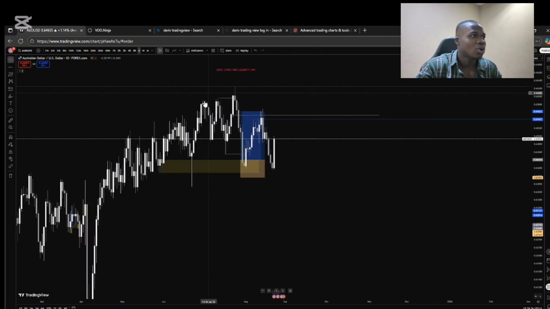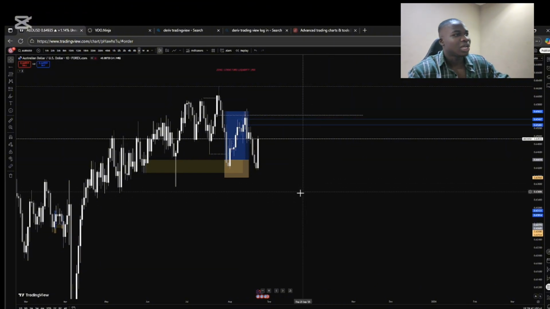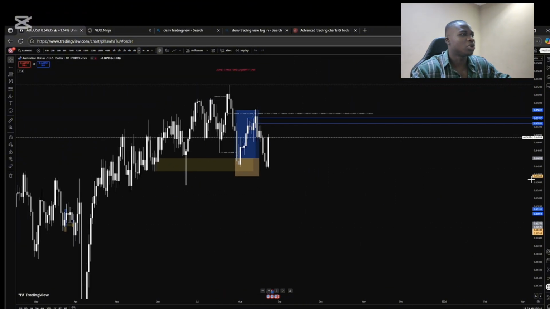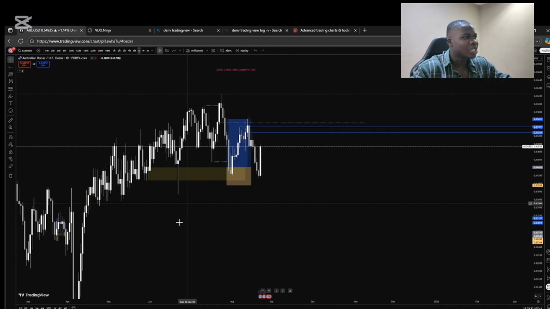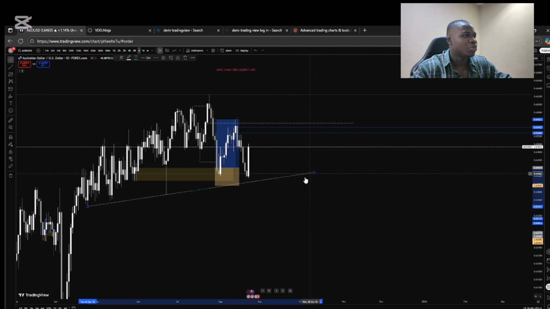So now, if I want to sell AUDUSD, I will be looking to sell right from this daily sell side order block. But for me, it will be a gamble. The reason why it will be a gamble for me is that price is currently respecting a bullish structure. There's a bullish structure currently being respected right here.